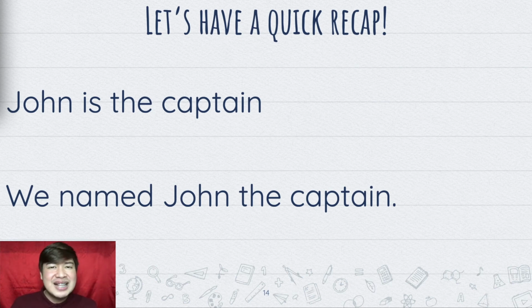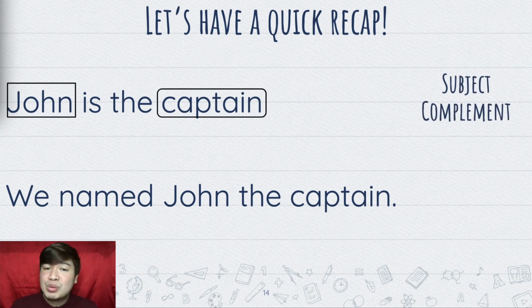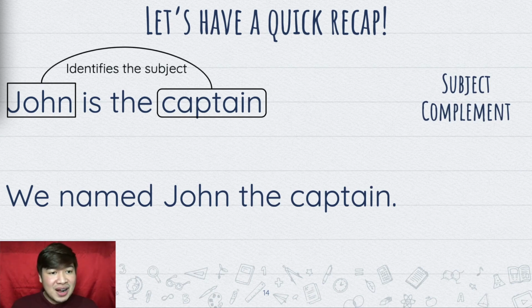In this slide, let's figure out which sentence here has the subject or the object complement. So let's look at the first one. The first one, the subject is John, and the complement is Captain. It has a subject complement because the word captain identifies our subject. Next one, let's look at the second example.